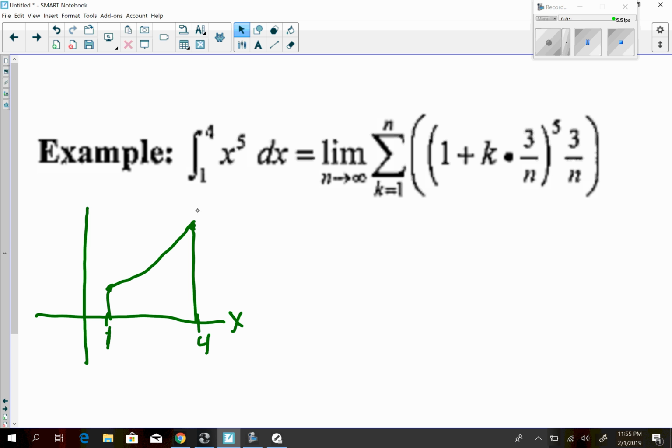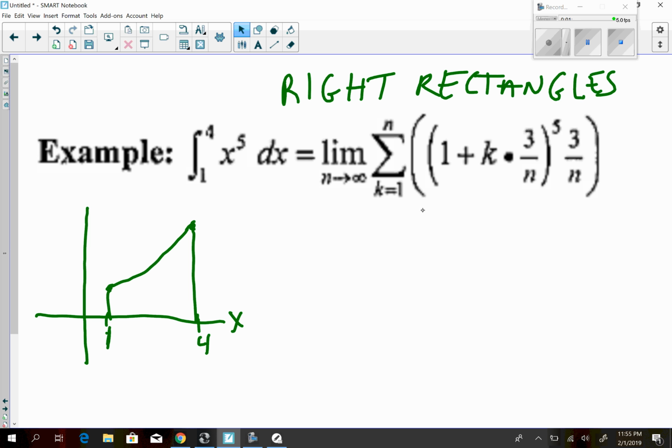So we're going to make right rectangles for all of these problems, right rectangles. The width of each rectangle is always b minus a over n. B is 4 and a is 1. B minus a over n. N is the number of rectangles. That's 3 over n.